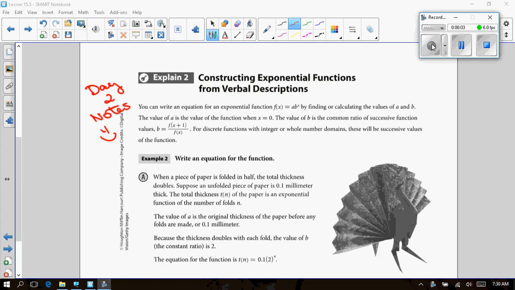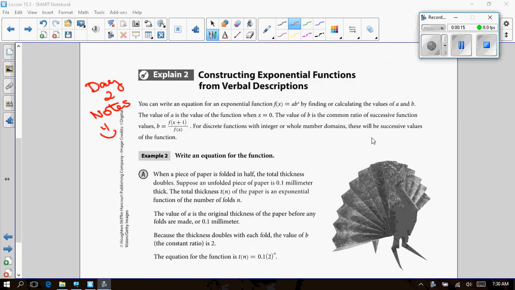Hello, here I am. Even though I'm not physically in the room, I'm going to be teaching you guys today. This is the second day of lesson 15.3. So we're going to start with page 697 in your packet. All right, constructing exponential functions from verbal descriptions.